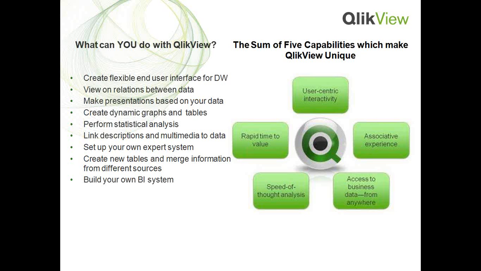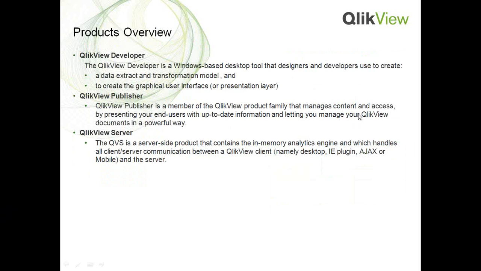All right. So these are a few more key features: user centric interactivity, associative connection, access business data from anywhere, speed of thought analysis, and rapid time value. I'll tell you what those are in the next slides. So let us have a look at the QlikView product portfolio. It contains three products: one is QlikView developer, second is publisher, third is server. All three will be covered in this session.